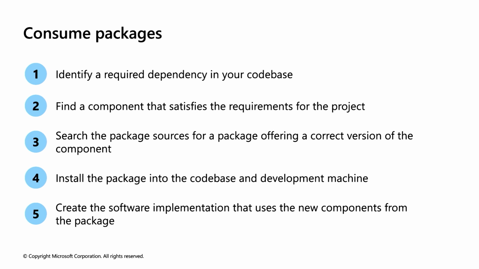Consuming packages is the fundamental step in the software development cycle. This is where teams leverage pre-built components to accelerate our projects. The process begins by identifying a required dependency for our codebase, essentially figuring out what functionality or library our project needs. Once we know what we're looking for, we search package sources like NuGet, npm, Maven, or PyPI to find the package that offers the right version and features. After selecting the best fit, we install the package into our development environment and codebase, making it available for our team to use. This step is crucial because it ensures that our software is built on reliable, tested components rather than needing to investigate each package every time.